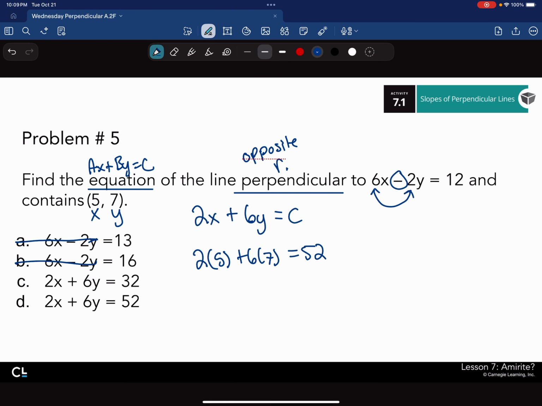We're not going to leave it like that. We're going to rewrite it. So it's 2x plus 6y is equal to 52. And that's our new equation. So the answer here is going to be D.